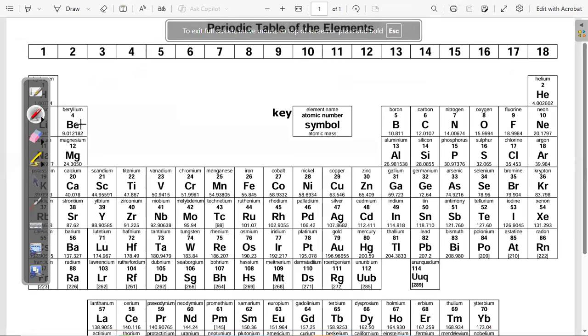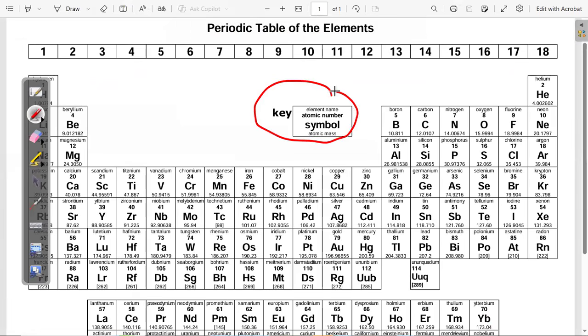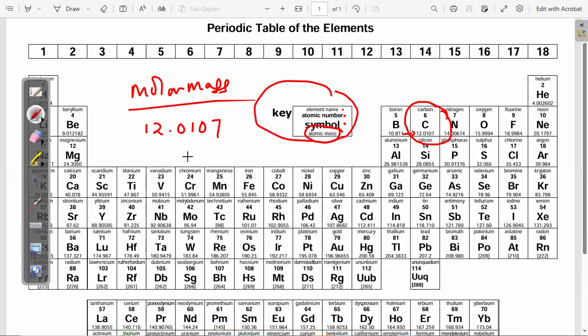If I go to this periodic table here, and you want to find the molar mass of carbon, you follow the key here. On top there's the element name, the atomic number, meaning the number of protons, then the symbol for that element, and then the atomic mass. This atomic mass is the one that we are calling the molar mass. For the carbon, the atomic mass is this guy down there. You can see there's 12.0107. All the atomic masses there are to 4 decimal places or 3 decimal places.